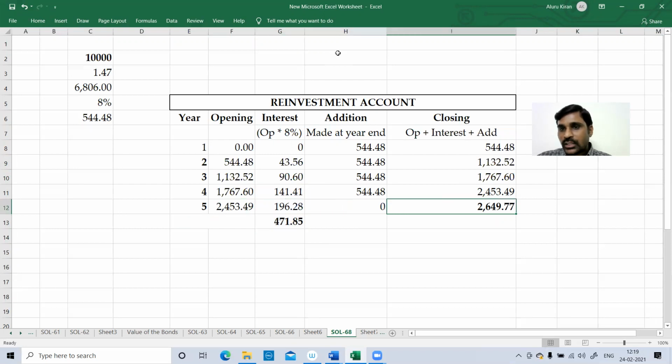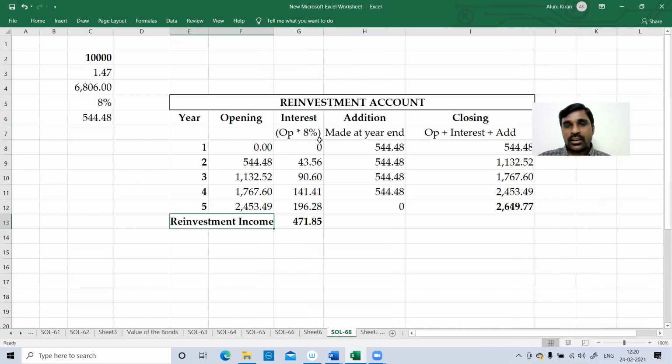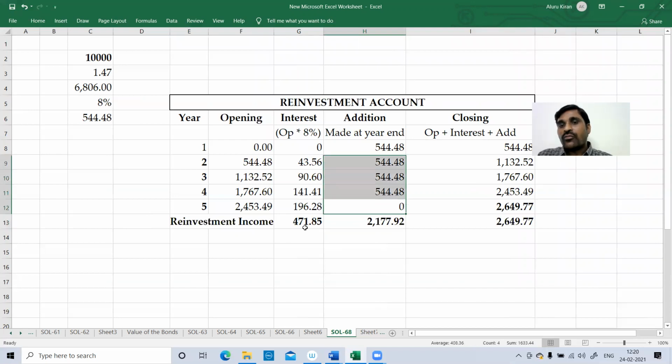So out of this 2,649, 471 is interest. Reinvestment income. This is only the income. Look at this, how much we got. Out of 2,649, whatever we have received, 2,177 is whatever we have invested. Recovery of principal investment, not income. Our income on reinvestment is only 471. This is what we have received from the company and reinvested elsewhere and got back. This is our recovery of investment, not income.